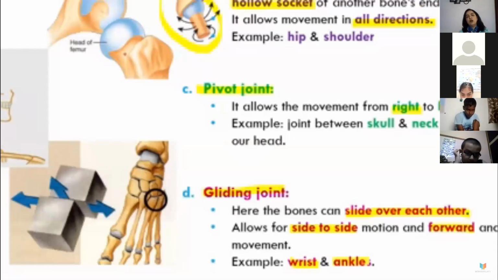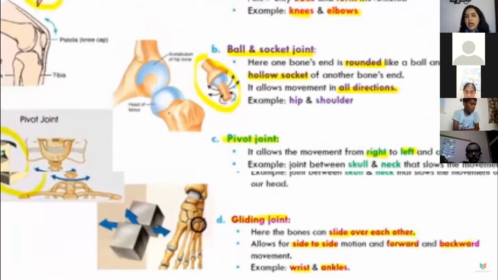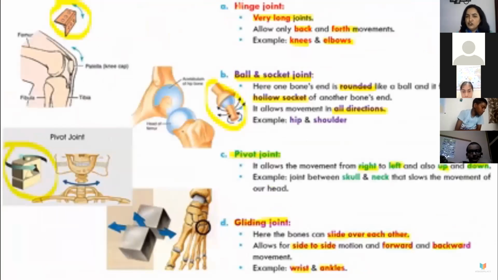So this is all about the joints. First was the hinge joint. Second one, the ball and socket joint. Third is the pivot. And the fourth is the gliding joint. So this is all about the joints.